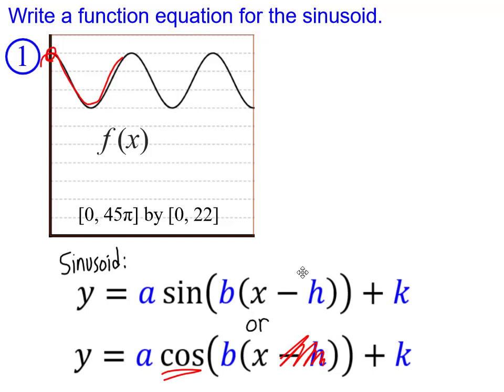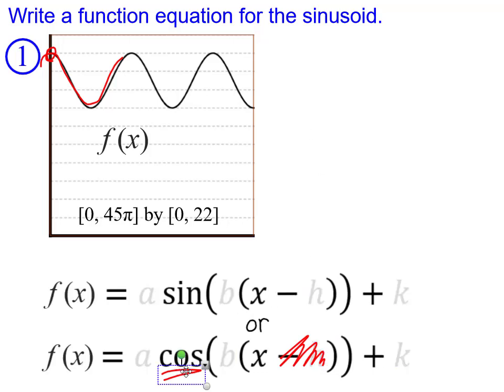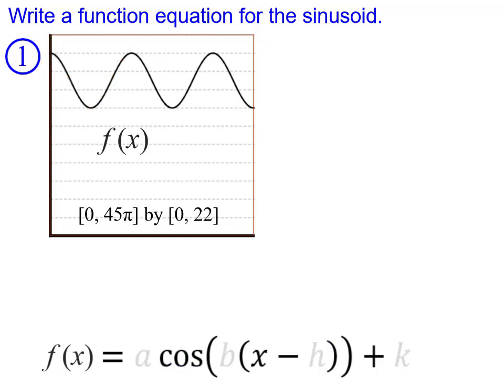So let's also get that sine version off the screen, and instead of using y equals, we'll use f of x equals. All right, let's take a look at the information provided to us. In addition to the graph itself, we see the graph dimensions, I'll say. We see that on x we go from 0 to 45 pi, and in the y direction we're going from 0 to 22.